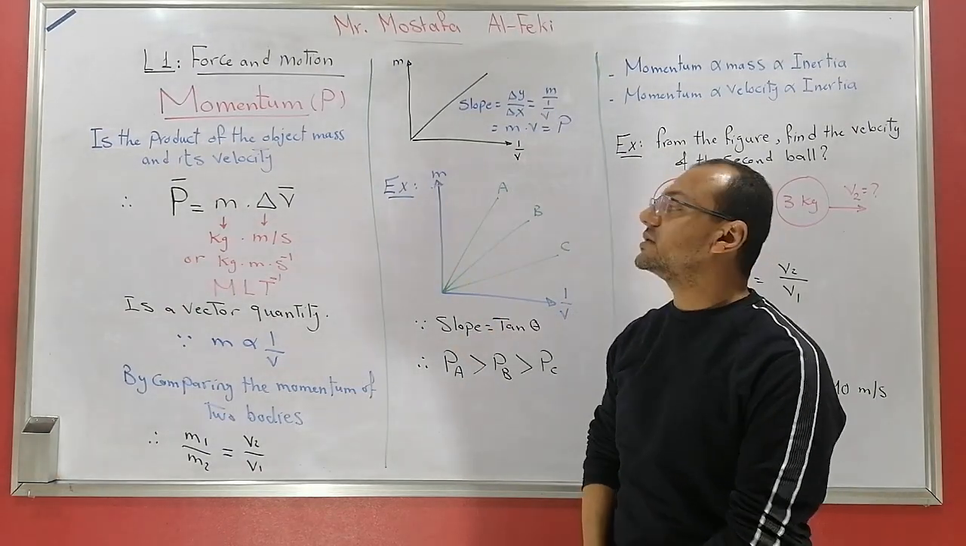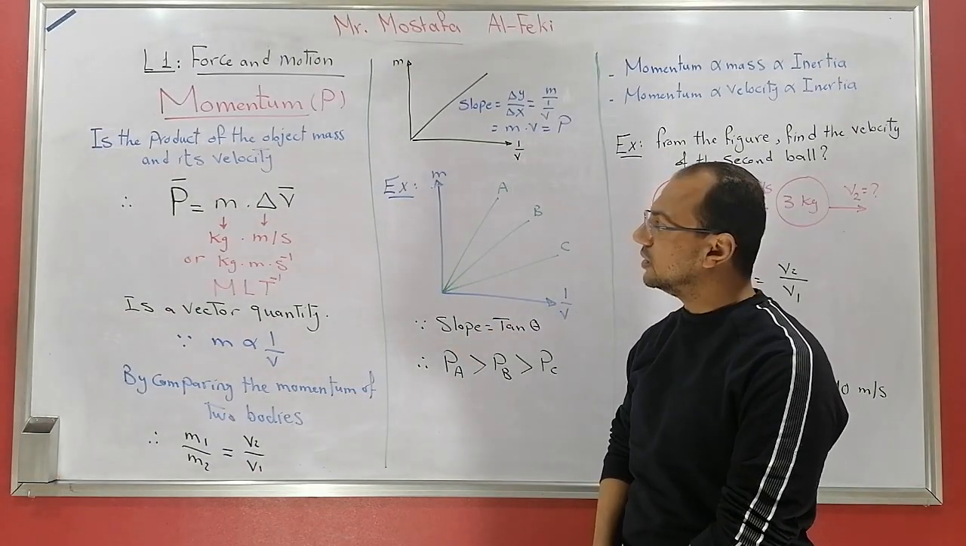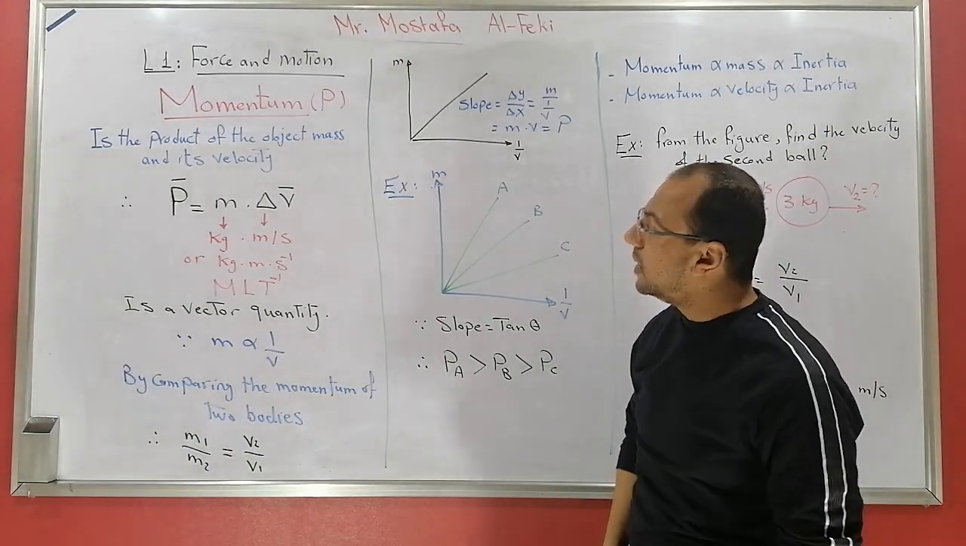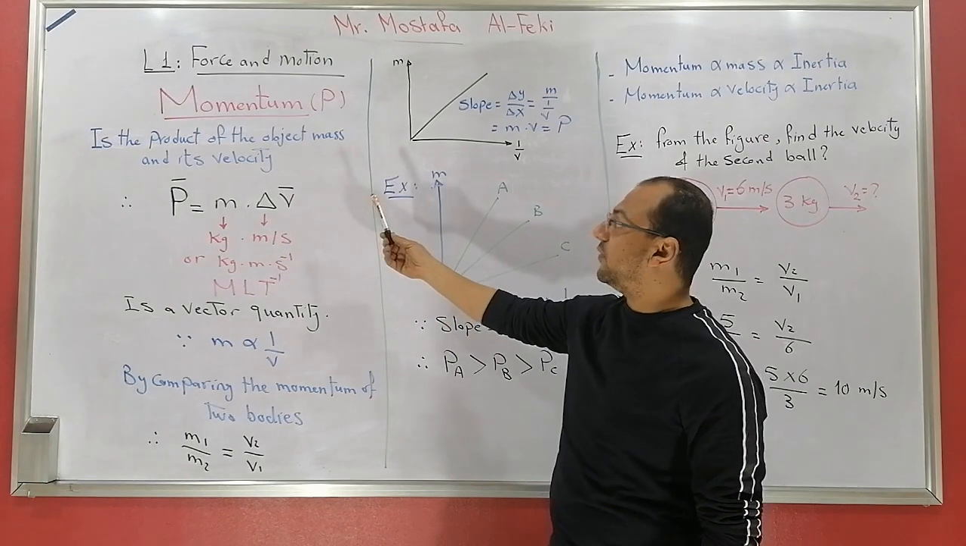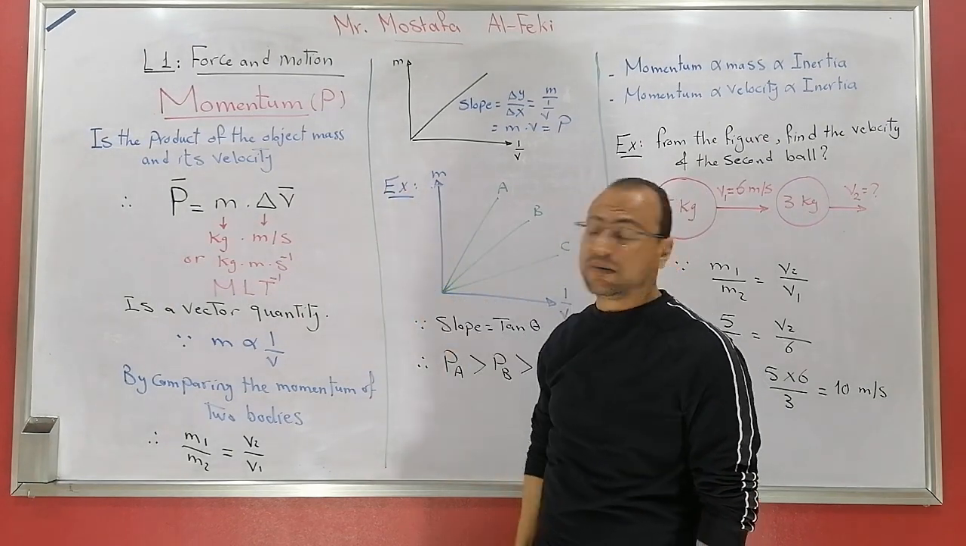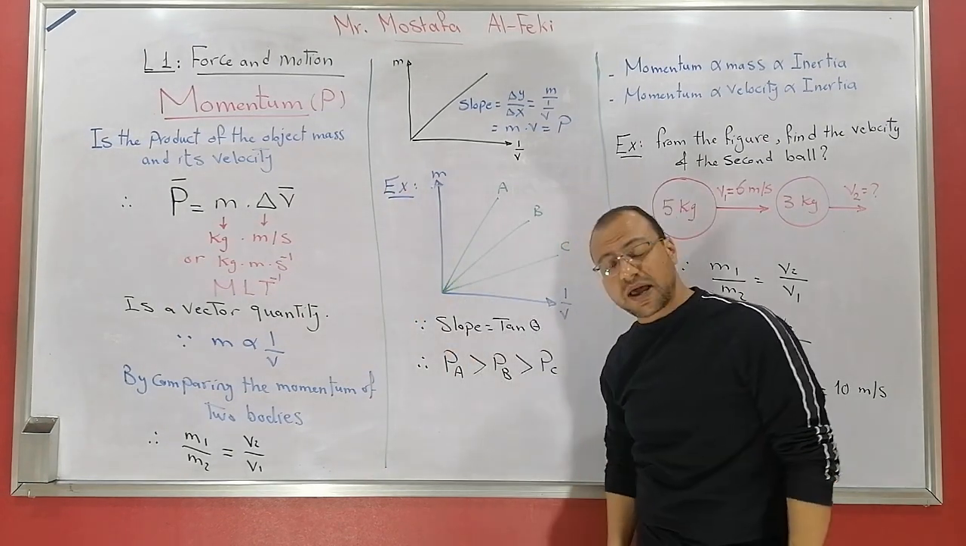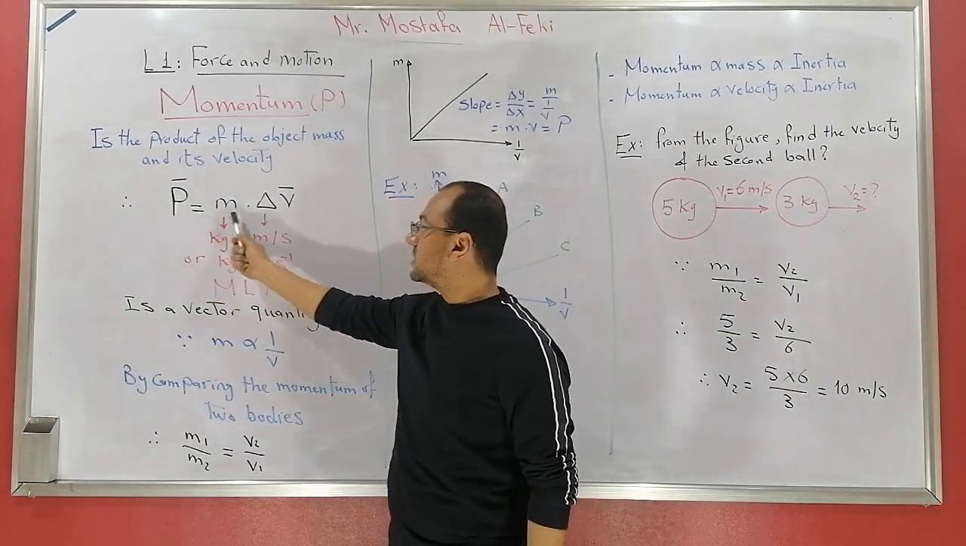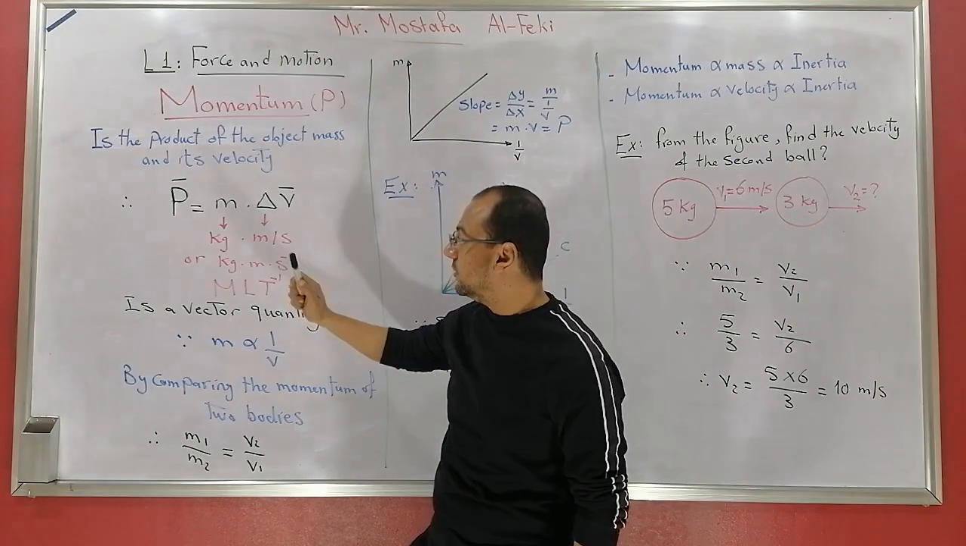Our lesson today, the first lesson, force and motion. The first point in the first lesson is momentum. Momentum means the product of mass and velocity of a body, or the product of the object mass and its velocity. Then momentum equals mass times velocity.